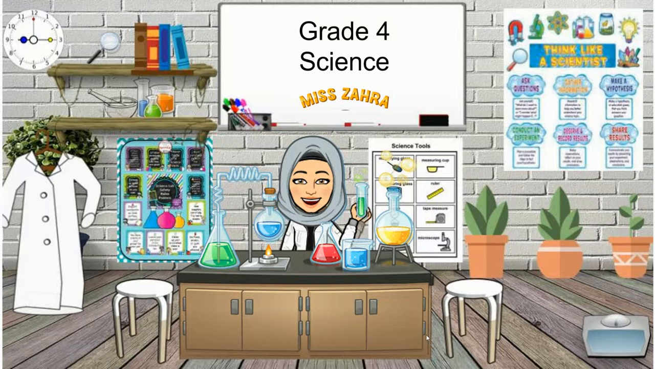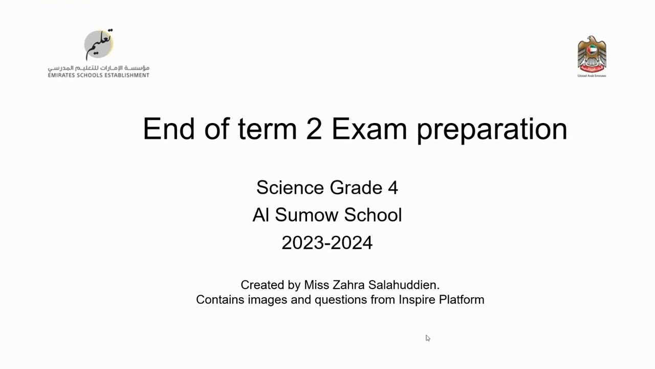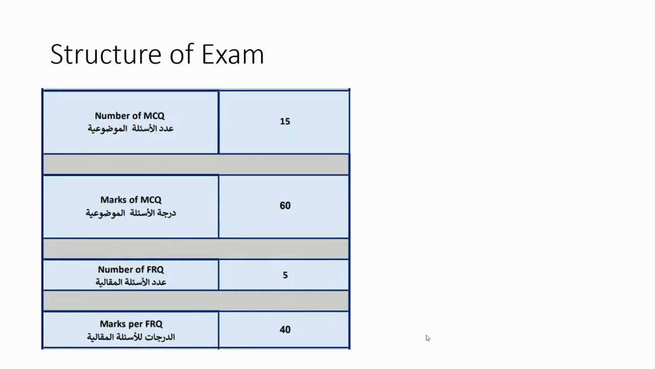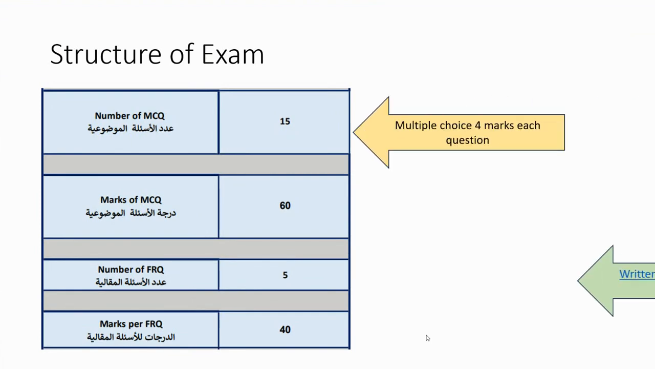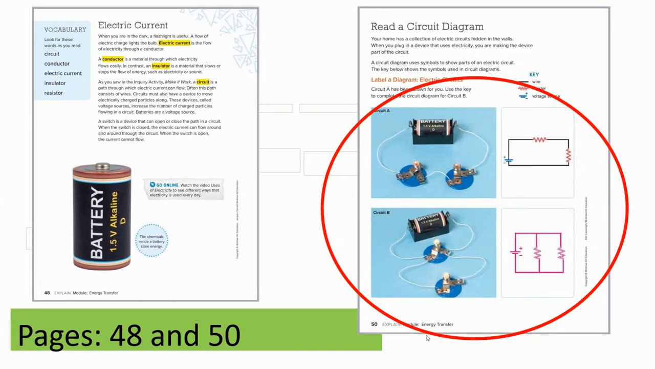Hi everyone, this is Miss Sahra, and we are reviewing for our end of term exam, term two. Today we will be looking at lesson three, electricity. In this lesson, you will get three questions from it. From page 48, you are going to get two multiple choice questions, and from page 50, you will get one written response question, so free response.